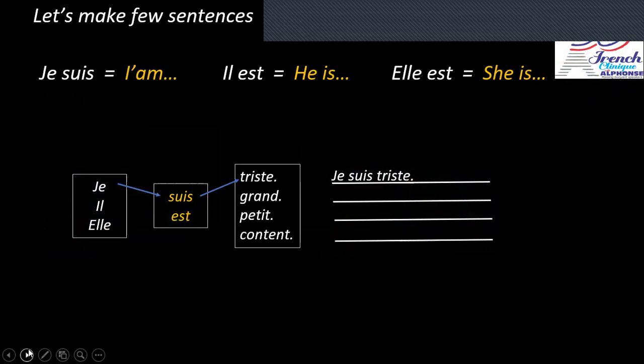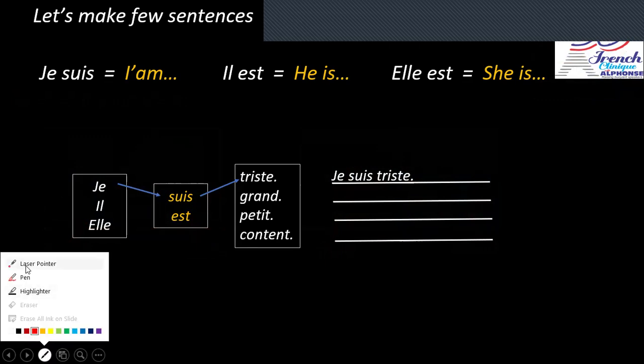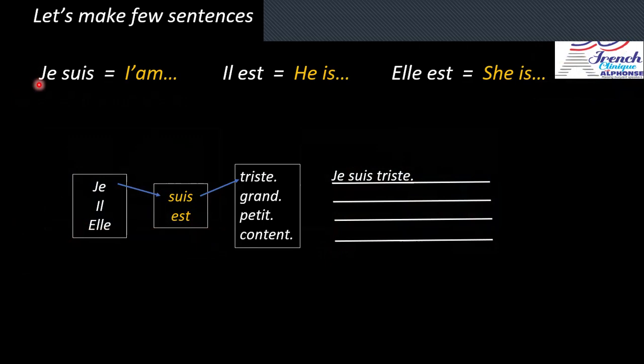Okay, allons-y. Let's make a few sentences now. Take a look at my cursor. The first statement, let me pick a pen here and underline. You have je suis. Can you see je suis? Je suis simply means what? I am. Il est, he is. Elle est, she is.